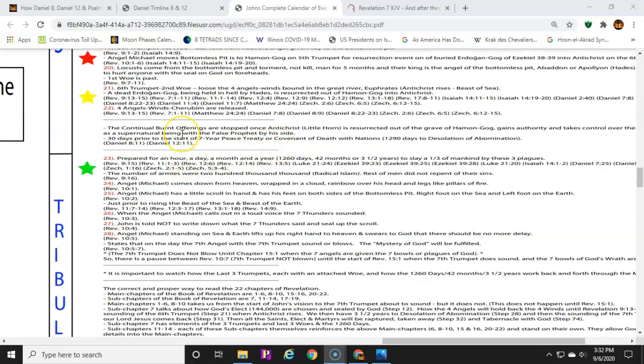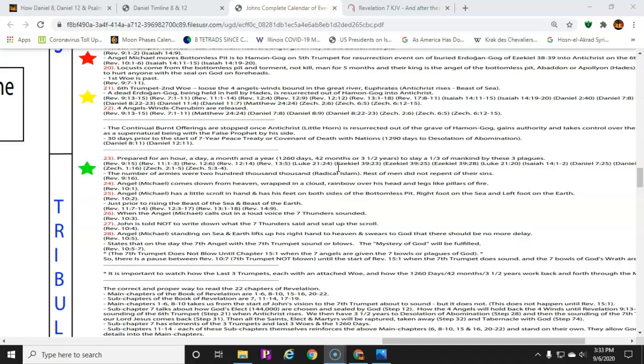Then we start to see the continual burnt sacrifices stop. You see those four regions turn into one diversified beast kingdom. And then we start to prepare for the tribulation period of 1260 days. And so once he stops those continual burnt offerings and he signs that treaty with the nations, 30 days later, we start into tribulation. And what then occurs is we will see 1260 days to abomination.